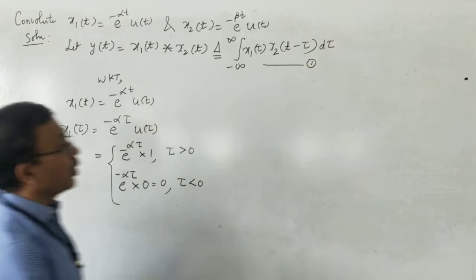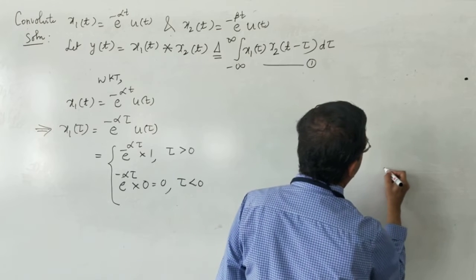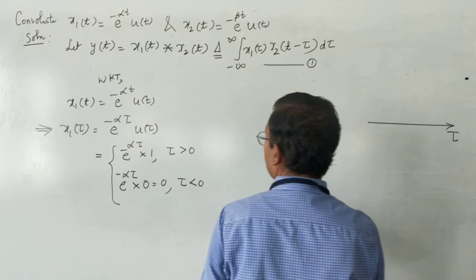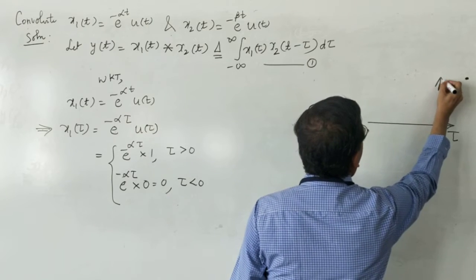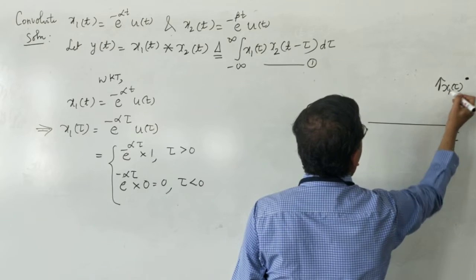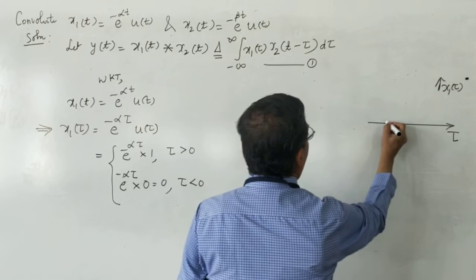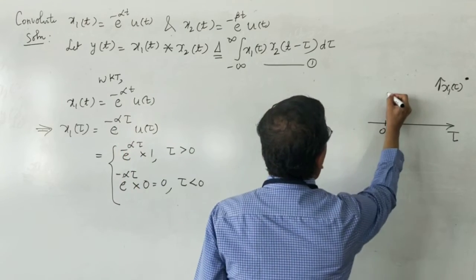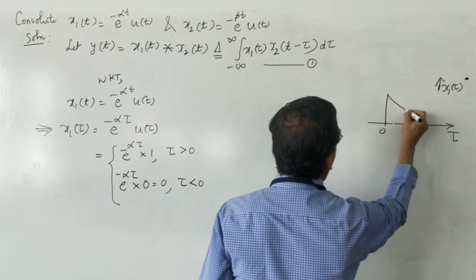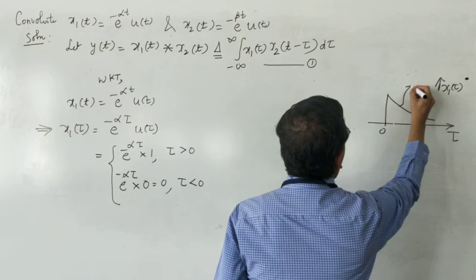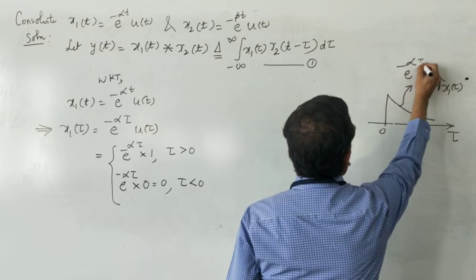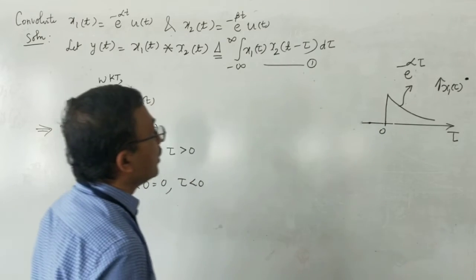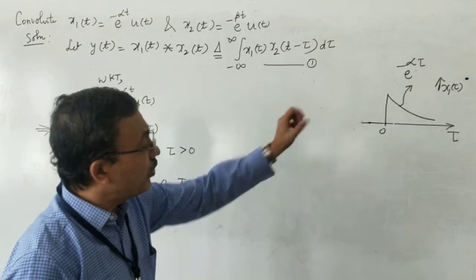Now I am going to sketch x1 of tau. X-axis is tau. Y-axis is x1 of tau. At tau equal to 0, what is the value of this exponential? It is 1. For tau greater than 0, we get an exponential signal that decays with respect to time. Equation of this curve is e to the power minus alpha tau. For tau less than 0, it is 0. This is how x1 of tau is sketched.